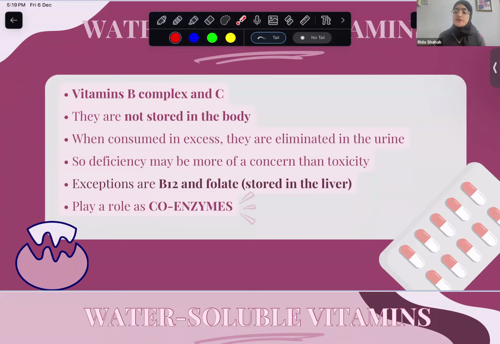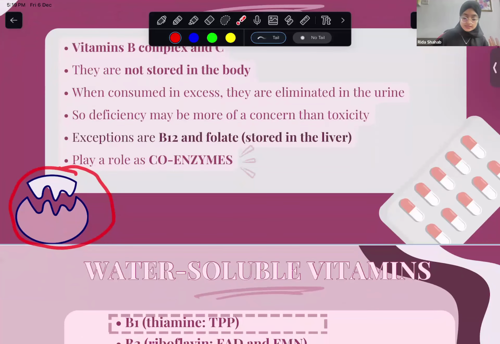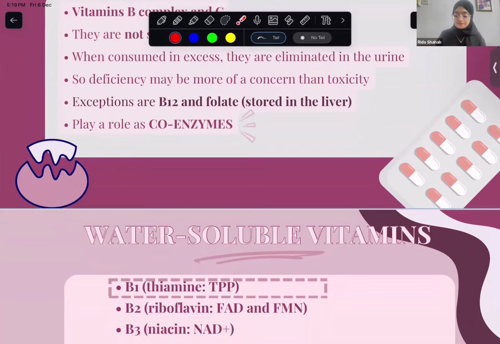It's not like you're going to eliminate them from your diet, but they're stored in the liver as well. And they play a role as coenzymes, which we just talked about. This is a diagram here that you can see. This is an enzyme and this is a coenzyme. A coenzyme is basically a non-protein molecule that attaches to your enzyme to make it work better, to enhance the working of the enzyme. And our coenzymes in this case are going to be the lovely coenzymes for nerds.